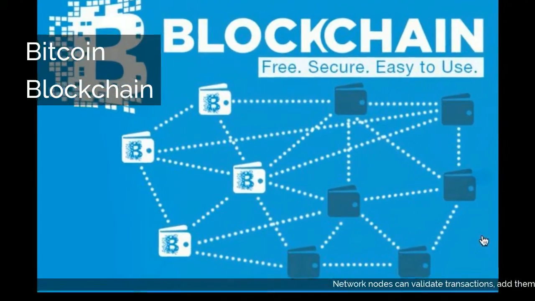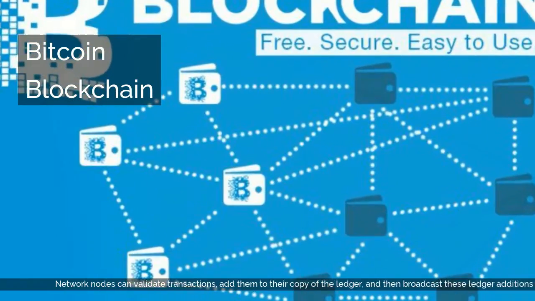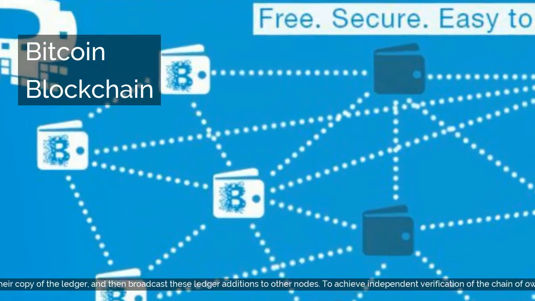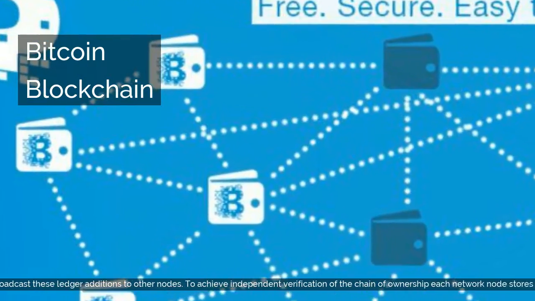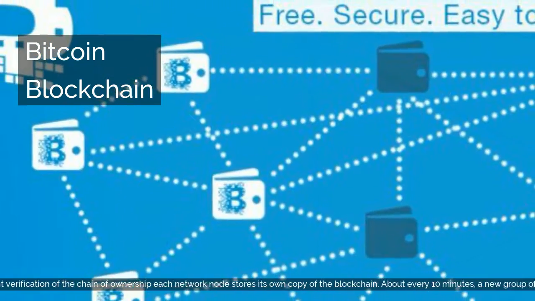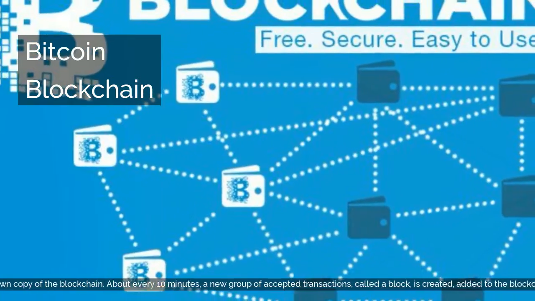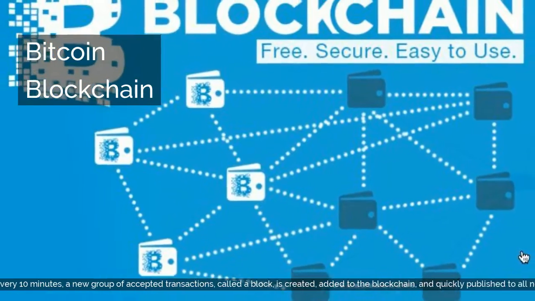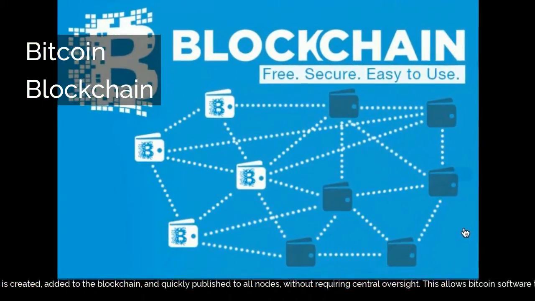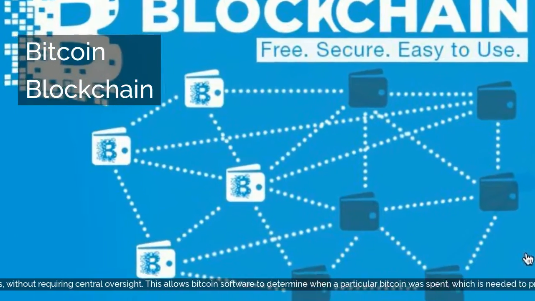Network nodes can validate transactions, add them to their copy of the ledger, and then broadcast these ledger additions to other nodes. To achieve independent verification of the chain of ownership, each network node stores its own copy of the blockchain. About every 10 minutes, a new group of accepted transactions, called a block, is created, added to the blockchain, and quickly published to all nodes, without requiring central oversight. This allows Bitcoin software to determine when a particular Bitcoin was spent, which is needed to prevent double spending.